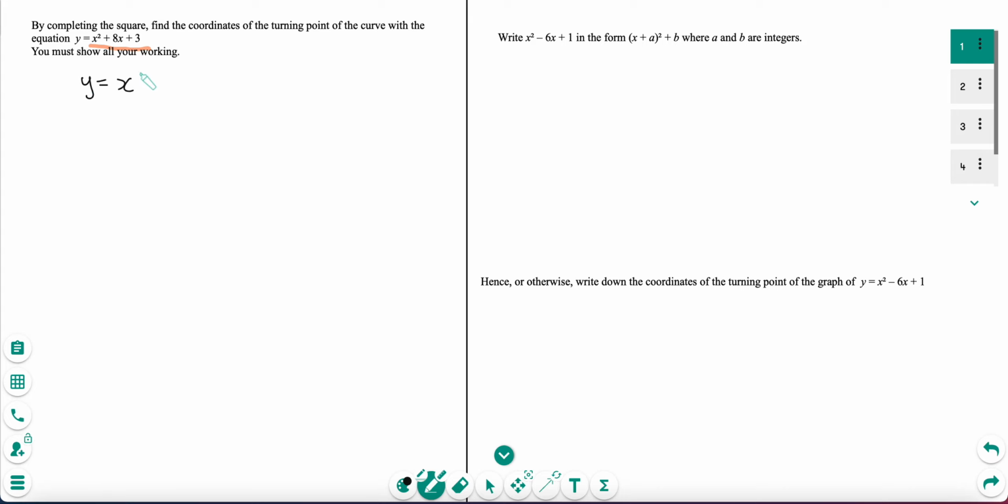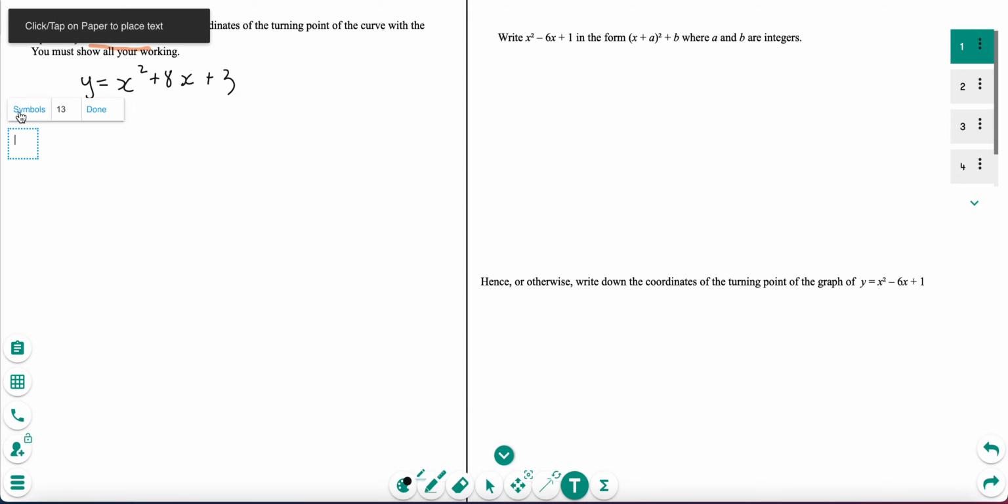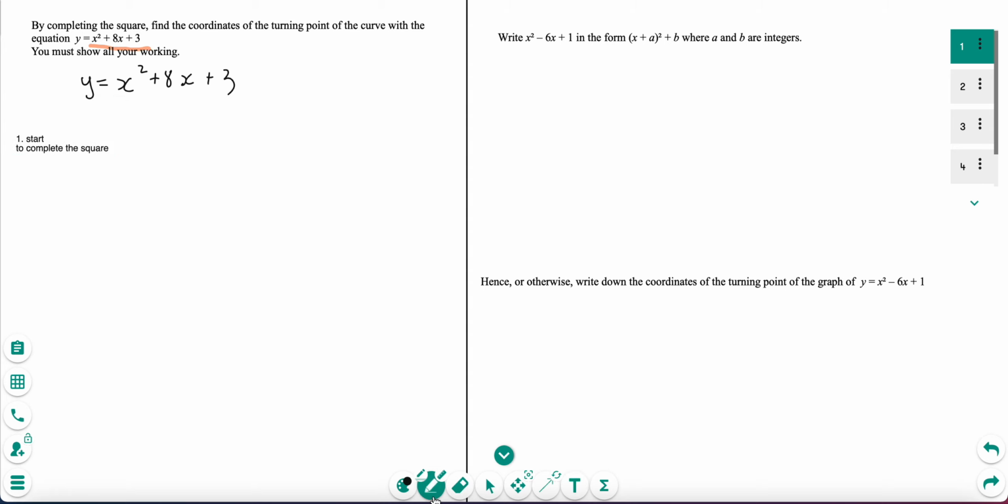y equals x squared plus 8x plus 3. Step 1 is we start to complete the square. How we do this is we open up a set of brackets. We're going to grab one of these x's. We're going to half the second term, so half of positive 8 is positive 4. We're not going to write this x next to it. What we're going to do is write a squared on the outside, and we're going to bring that positive 3 down. So that's step 1. Bring one x down, half that middle term, and bring that third term down.